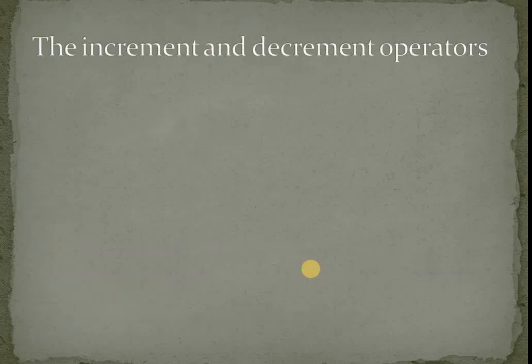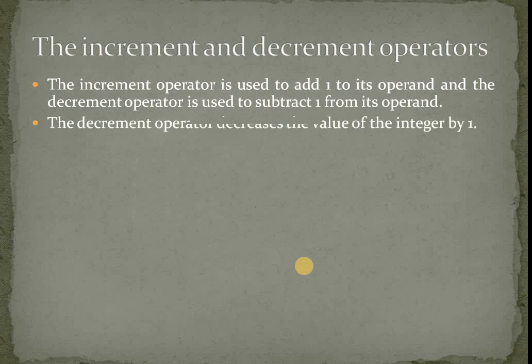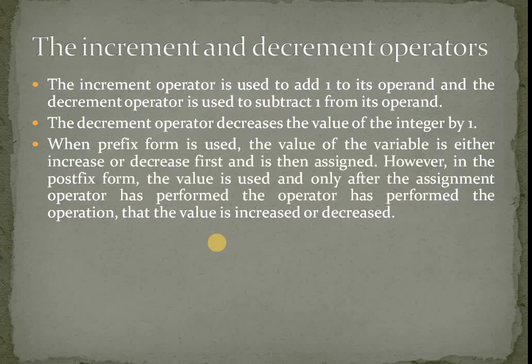Next we'll go to the increment and decrement operators. These are also very important operators and we will always be using these operators. The increment operator is used to add 1 to its operand and the decrement operator is used to subtract 1 from the operand. The decrement operator decreases the value of the integer by 1. These operators can be applied only to variables by using either prefix form or postfix form.